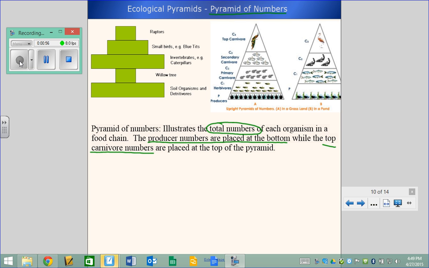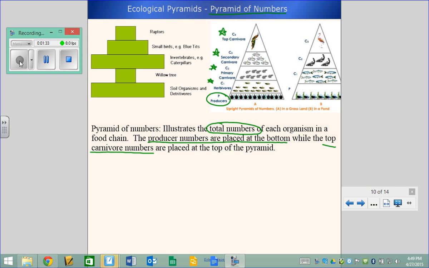So a very typical pyramid of numbers would have, like I've illustrated here, producers on the bottom, followed by your primary consumers. So there's a C and a 1 representing primary or first order consumers. They're the herbivores because they're eating the producers. Then your primary carnivore, the first one that is eating another organism, not just a plant. Then your third order or tertiary consumers, which are your secondary carnivores. And we could keep on going. There could be several different levels of consumers.